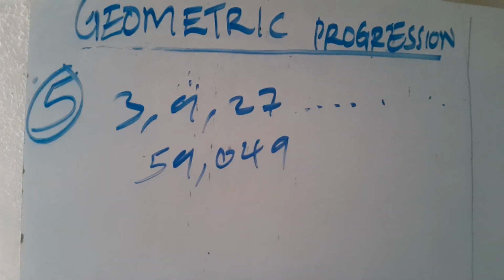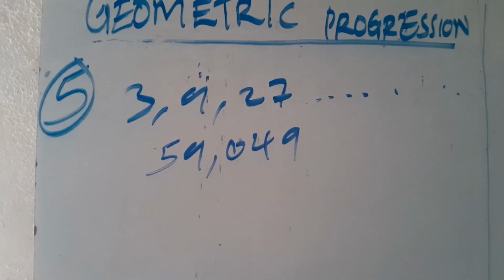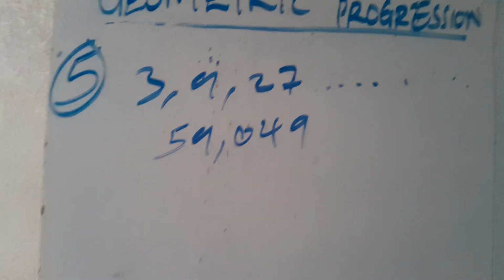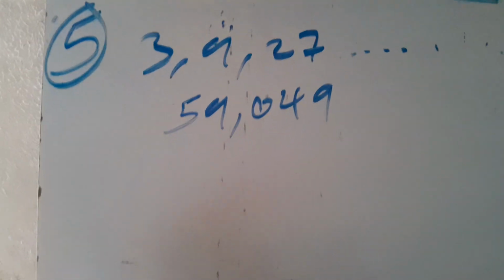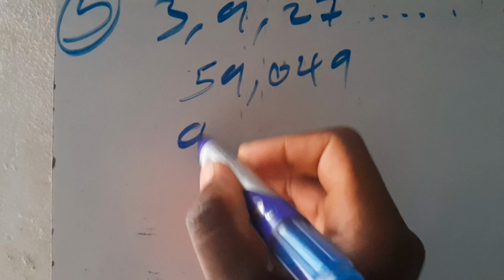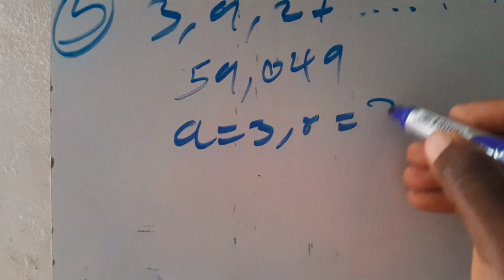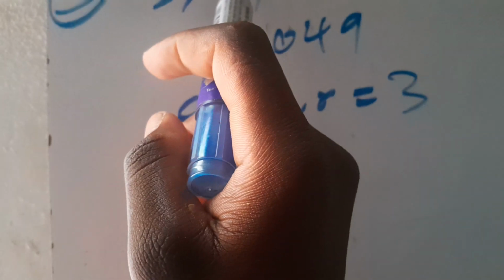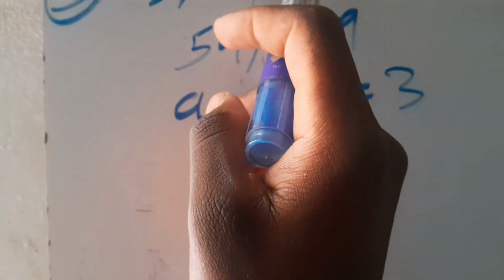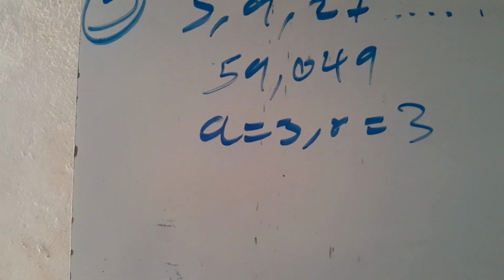We have our third example. You have been given a series of numbers 3, 9, 27, and the list continues. Now, the value of a in our series is 3. The value of r in our series is 3. If you take the first and the second value, the ratio between them is 3. If you take 9 divided by 3, it is 3. Take 27 divided by 9, it is 3. Now, the value of r is 3. The value of a is 3.